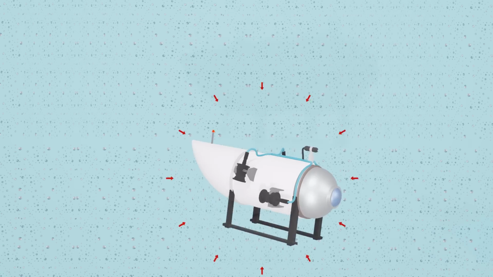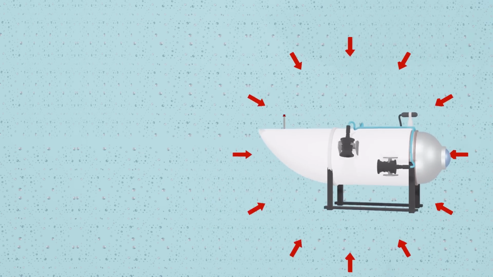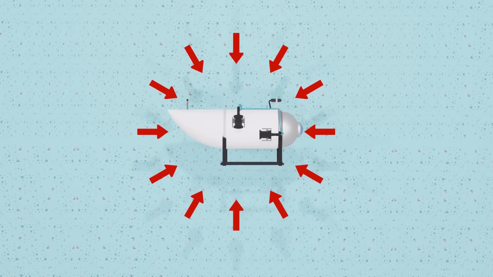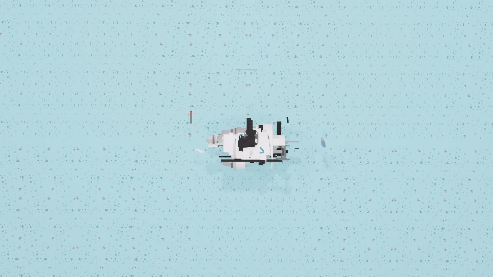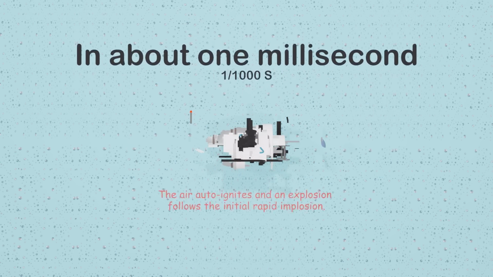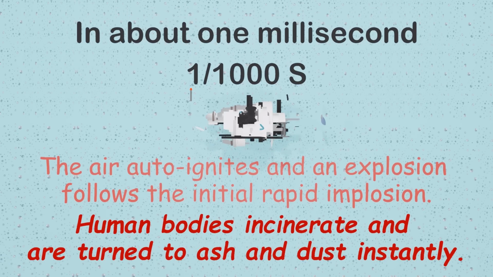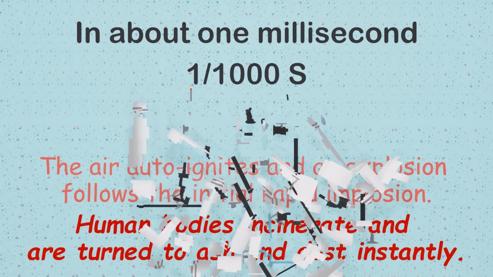During the implosion, the air inside the submersible, which has a high concentration of hydrocarbon vapors, auto-ignites, resulting in an explosion. The entire process happens within about a millisecond, leaving no chance for escape. According to experts, the individuals inside the submersible would not even realize that something was wrong before the vessel collapsed completely. It is a painless way to pass, albeit a tragic one.